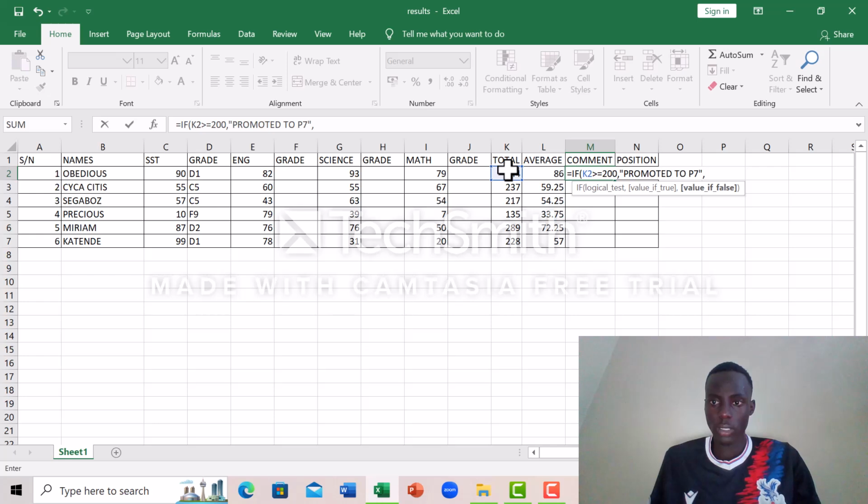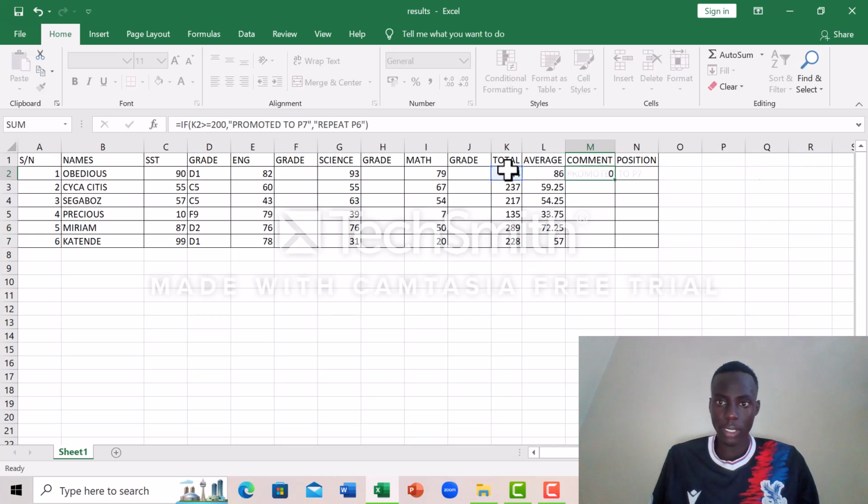Then we shall close our quotation marks, then we shall write a comma, but less than that, of course, you have to repeat, because you have not done anything in that previous class, so we shall say repeat P6. Unfortunately, P6. Then we shall close our brackets, then we shall press enter.